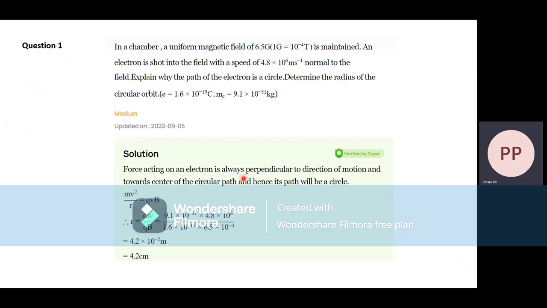If we rewrite the equation in terms of radius, we get the radius equal to mv by qB. All the quantities are given. Here m is the mass of the electron, v is the speed of the electron, q is the electronic charge, and B is the value of the magnetic field. If we plug all the values into the equation, we get the radius to be 4.2 times 10 to the power minus 2 meter, which is nothing but 4.2 centimeter. So that will be the answer: the radius of the circular orbit will be 4.2 centimeter.